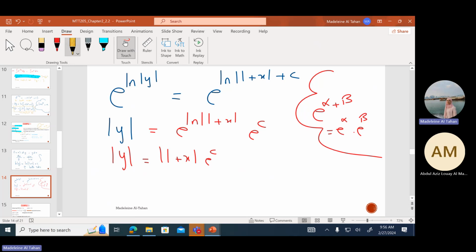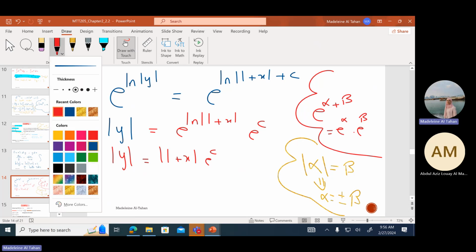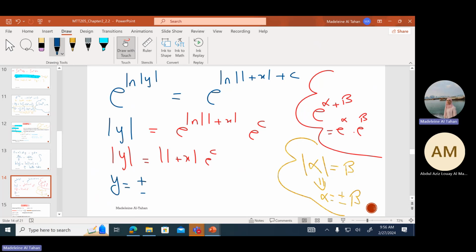We need to remove the absolute value. Miss, when we say absolute alpha equals beta, what does it mean? Alpha is equal to what? Plus or minus beta. And now, I will remove the absolute value. What will we get? Plus or minus 1 plus x e to the power c. And this one, we will consider it as the explicit solution. We wrote it y equals something, right? So this is the explicit solution.